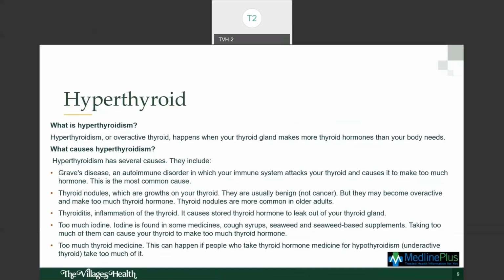Another cause of hyperthyroidism is too much thyroid medication. Most commonly, we see Synthroid, levothyroxine, some other medications. So if your levels are changing, but you're still taking the same dose, this could be a cause for you to convert into hyperthyroidism. This can happen if you're taking the thyroid hormone medication for hypo, which is underactive, but you're just taking more of it. So then you're going to flip-flop into hyper.